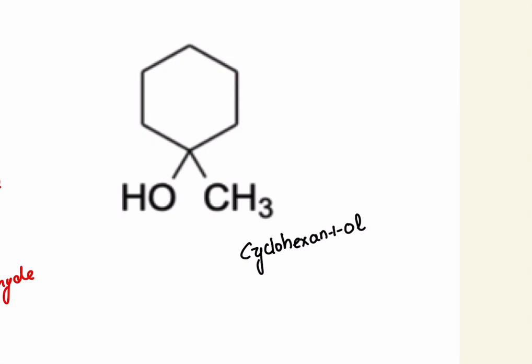Okay, so it should be called cyclohexan-1-ol, but we also need to give the position for this. We also needed to specify this methyl group. This methyl group is at the first position also, right? And therefore this should be 1-methyl cyclohexan-1-ol. That would be the correct name for this molecule.